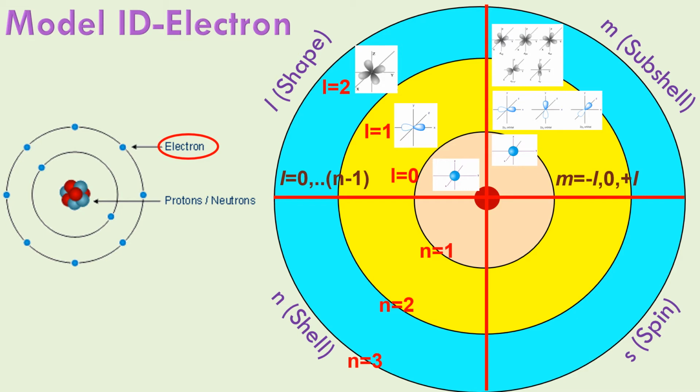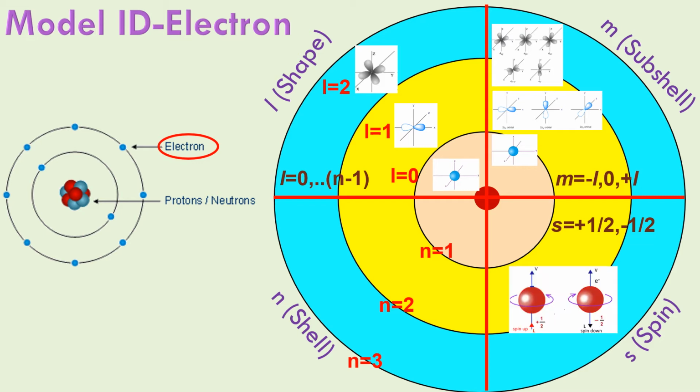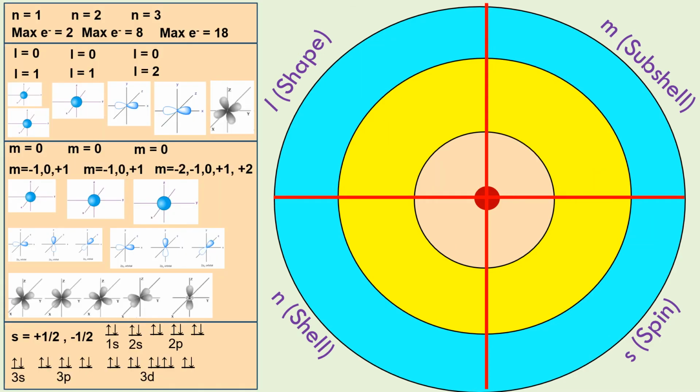The last one is s. s represents the spin or motion of the electron. There are two values for s, positive half and negative half. There are two types of spinning, clockwise or counterclockwise. And now it's time to match all of this information with the correct quantum number n, l, m, s.